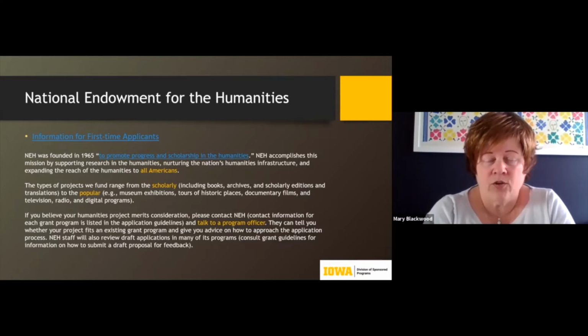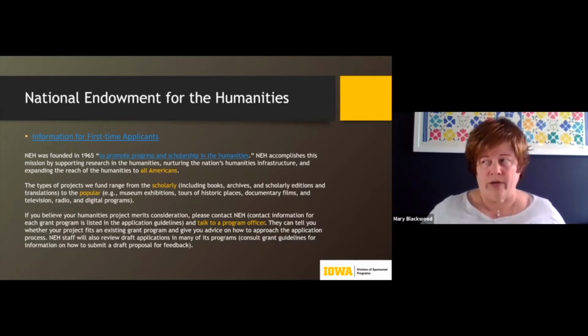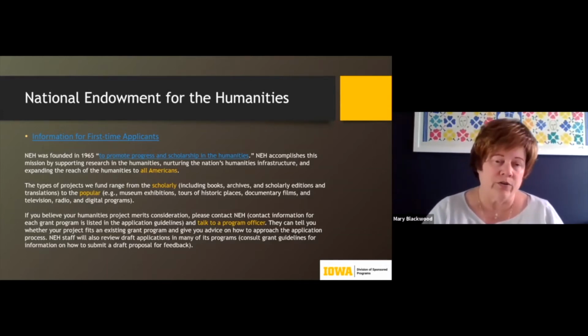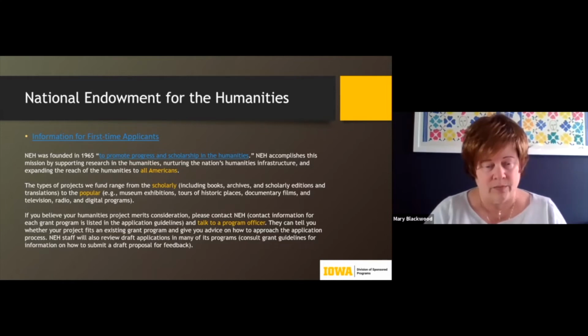Now, that doesn't mean that you have to write a grant that will do a project that's good for all Americans or reaches all Americans. What they mean is they want to make sure all Americans have access to the humanities. But you might target what you're doing to a smaller subset of Americans. For example, maybe Americans with disabilities who have a harder time participating in humanities events.